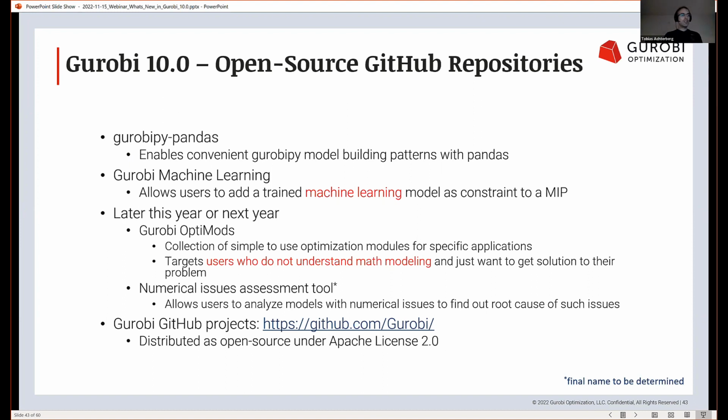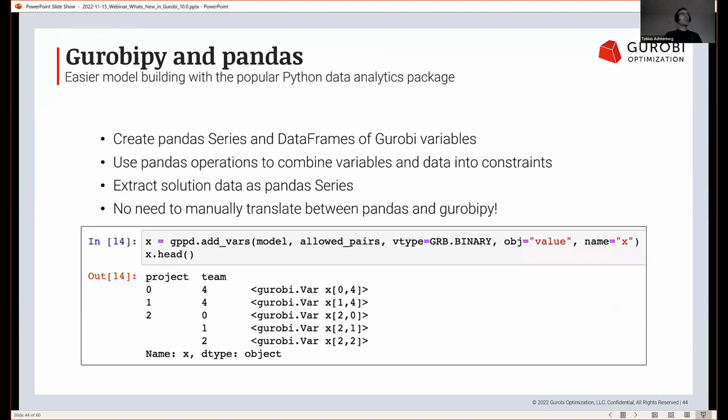Okay, you can find these GitHub projects on this webpage that is listed here. All of them are distributed as open source packages under the Apache license 2.0. Good, but I'd like to talk about the two existing ones, the first one being Gurobi Pi Pandas.